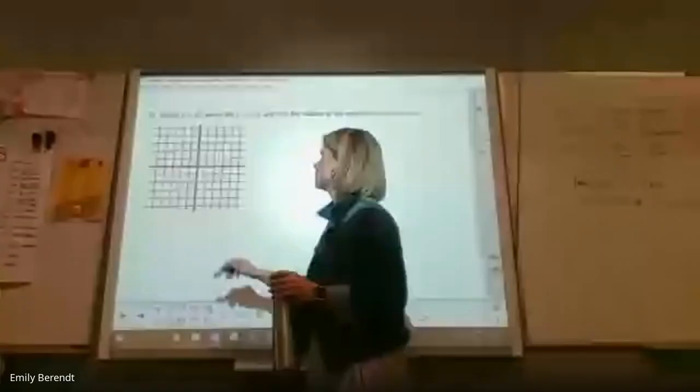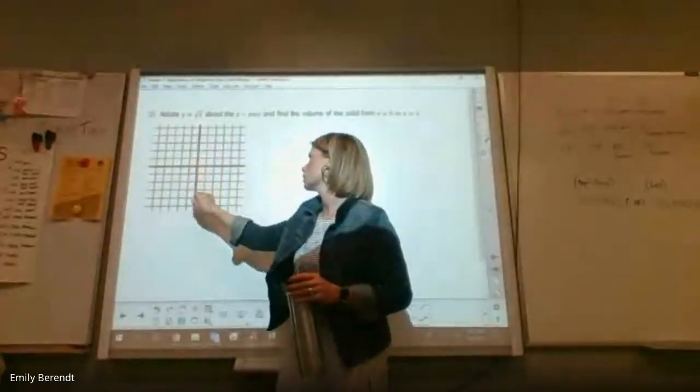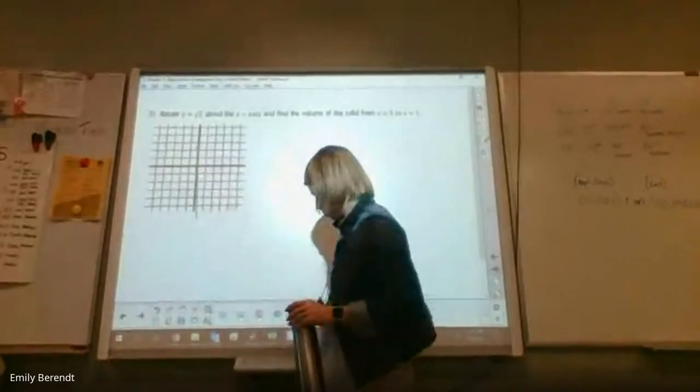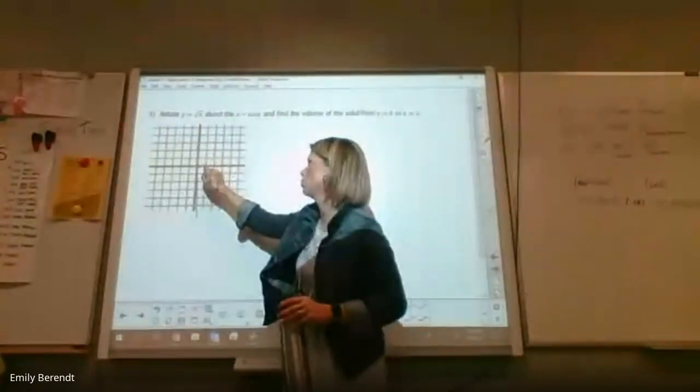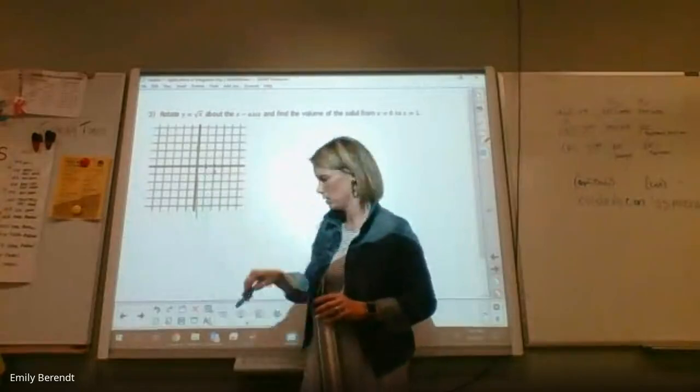All right, rotating y equals the square root of x about the x-axis and find the volume of the solid from 0 to 1. 0 to 1 on this one. Just so we can see a little bit better, I'm going to change the color I'm using.